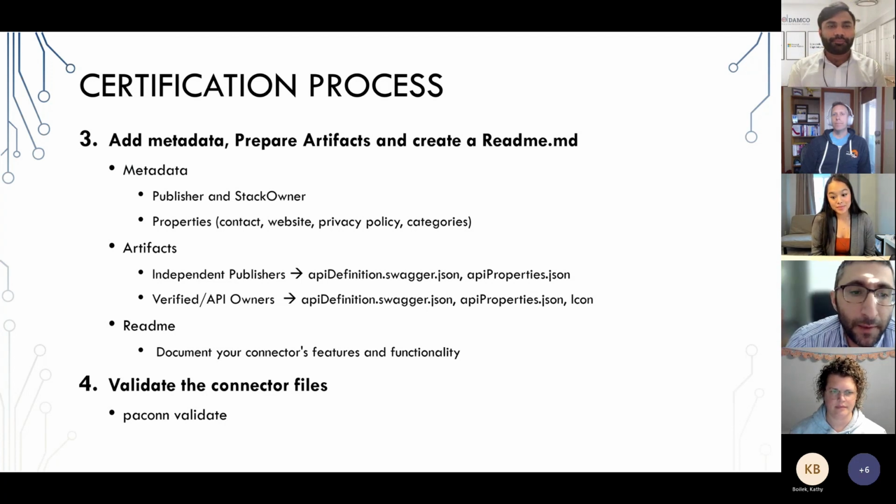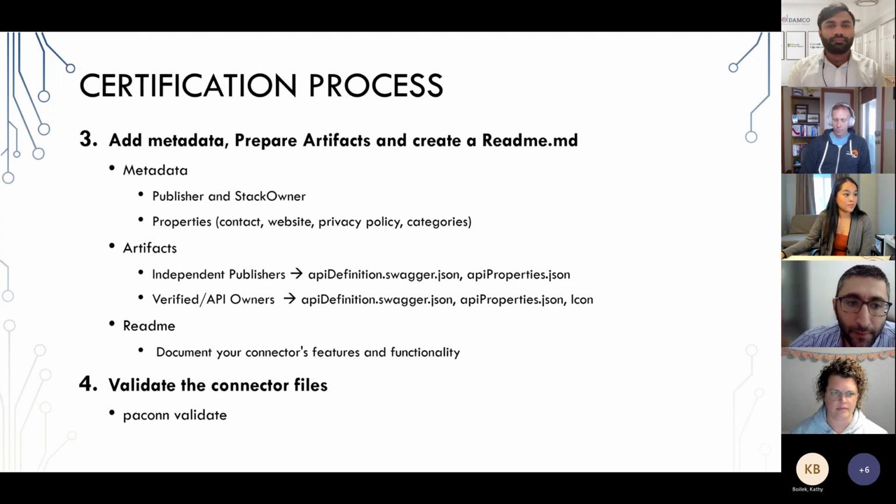API. And then, for example, some properties like the contact, the website, privacy policy, and what categories the connector is under. And then the artifacts, which will include the API definition for the connector and the API properties. For independent publishers, we ask only for two files, the API definition swagger.json and the API property.json. There is no icon required for the independent publishers. Microsoft will provide an icon for them.